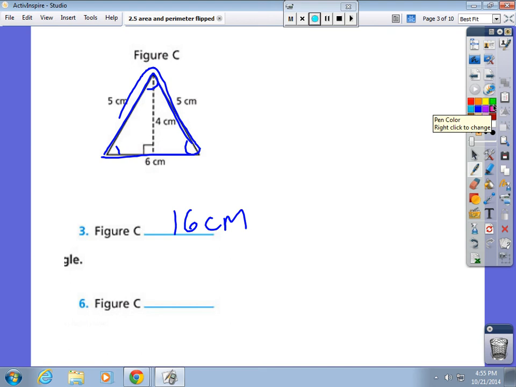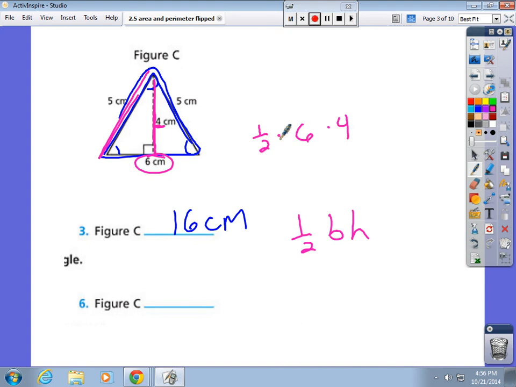Then our area, 1/2 base times height. Half our base times our height. Base of 6. Height of, is it 5? No, that would be measuring it crooked. We want to go straight up perpendicular to our base. 4 is our number. 6 times 4, and we'll take half of that. 6 times 4 is 24. 1/2 of 24, or 24 divided by 2, would give me 12 centimeters squared for that acute triangle.